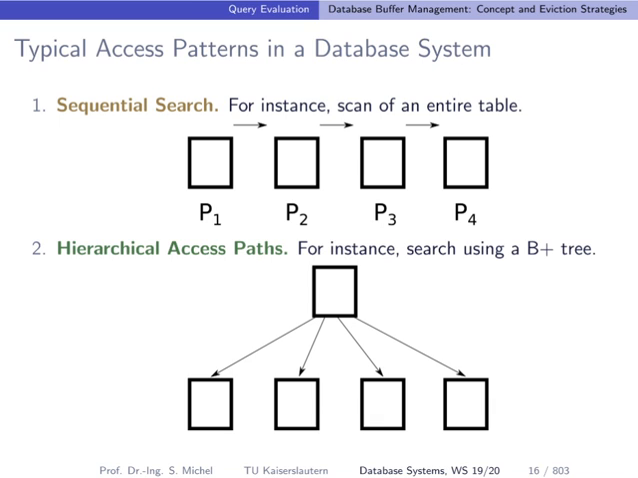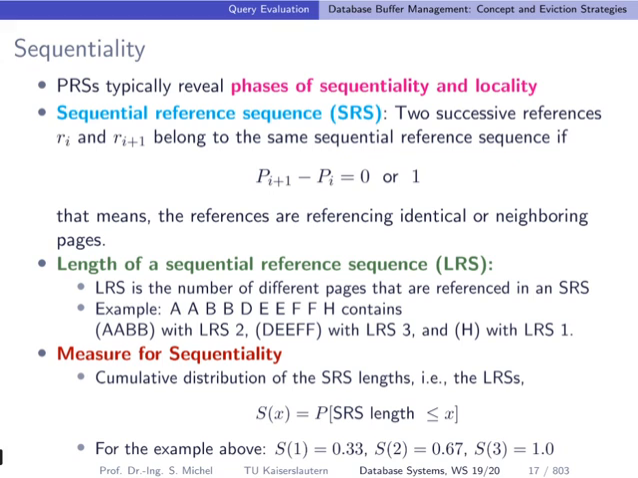Here are two illustrations. I think it should be clear what sequential search means. You have multiple pages, Pi, and you're reading them one after the other. If you have hierarchical access, I think it's also clear that it could look like this. So these page reference strings contain phases of sequentiality and locality. Sequentiality means that pages are accessed one after the other, so neighboring pages on disk are accessed one after the other. And locality means that a certain transaction is often concerned only with a certain set of pages and is not using too many different pages.